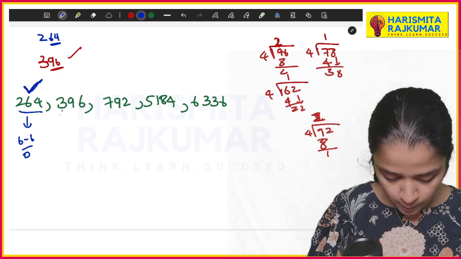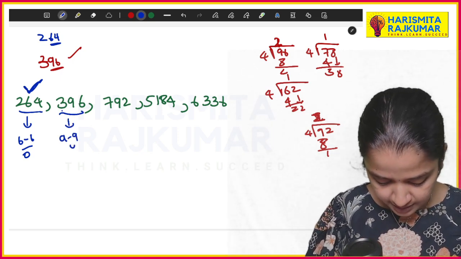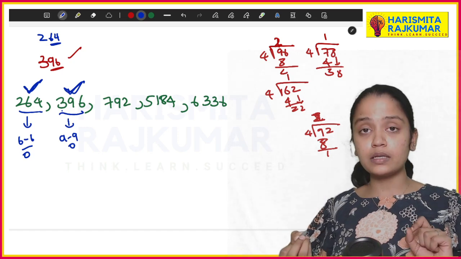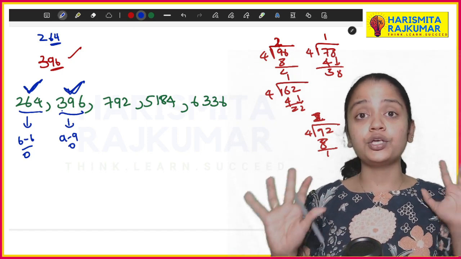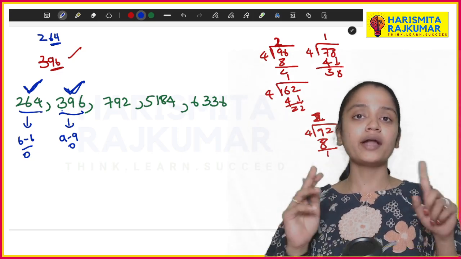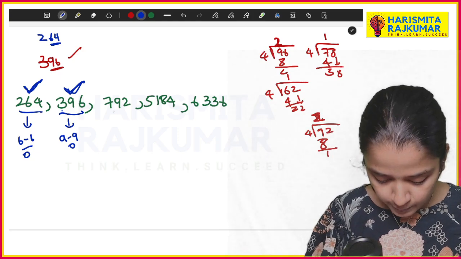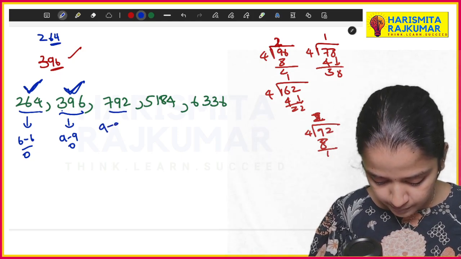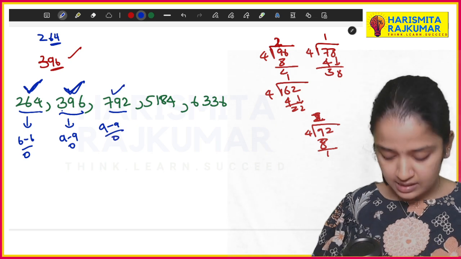Same way when I check this, it is 9 minus 9, 0. This is also divisible by 11. Again, I'm telling you, if you're having any doubts about how I'm solving it, please go check divisibility rule 1, 2, and 3. Then when I solve this, again it will be 9 minus 9. This is 0, so this is divisible.